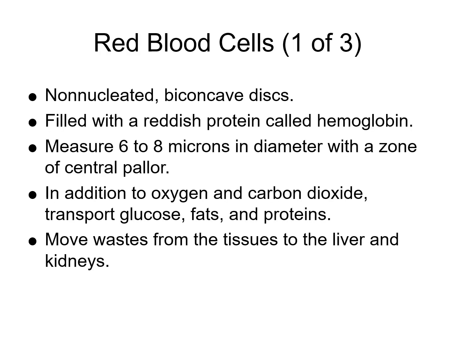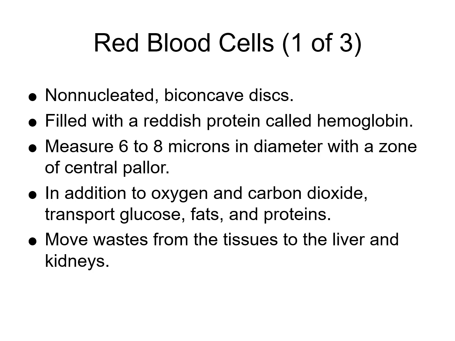Some characteristics of red blood cells, or erythrocytes: they are non-nucleated, so they do not have a nucleus, and they are biconcave discs, so they kind of look like a donut without the hole; it just goes down into a little divot. Contents: they are filled with hemoglobin, which is a reddish protein, so that's where our reddish color comes from. In size, their diameter ranges from about 6 to 8 microns, and they have a characteristic zone of central pallor, which is that lighter area in the center, like the middle of a donut, I guess. No hole, of course, but central pallor is where that is.